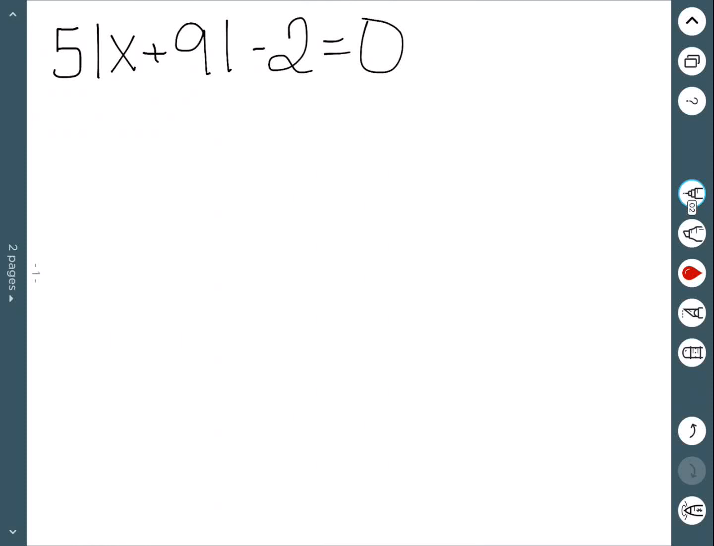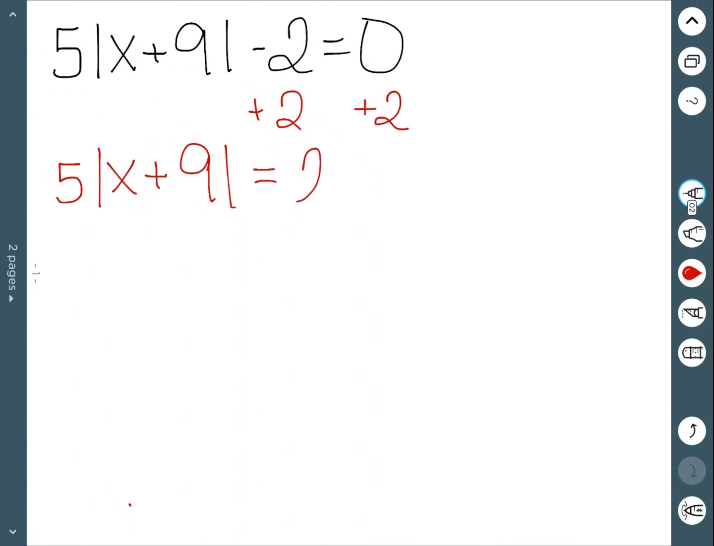Here we have an absolute value equation. Our first step is now going to be to isolate the absolute values. So we want to move everything else to the other side. We're going to start by adding 2 to both sides. This gives us 5 times the absolute value of x plus 9, equal to 2.